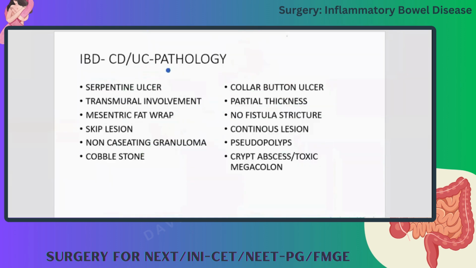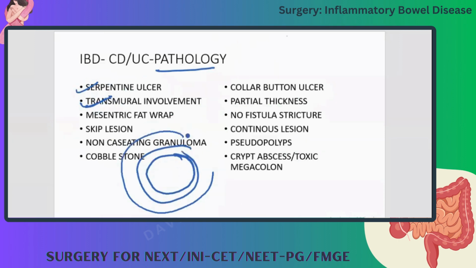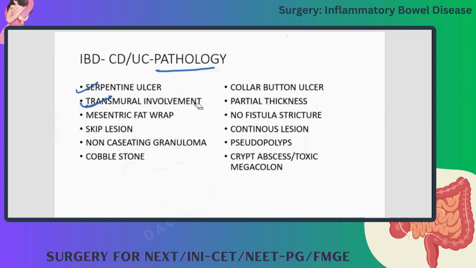And pathology. There is serpentine ulcer, snake-like ulcers here. There is transmural involvement here. Suppose this is the intestine, there are 4 layers. Everything is involved. Transmural involvement. Complete bowel is involved. Are you getting my point? Yes, sir.